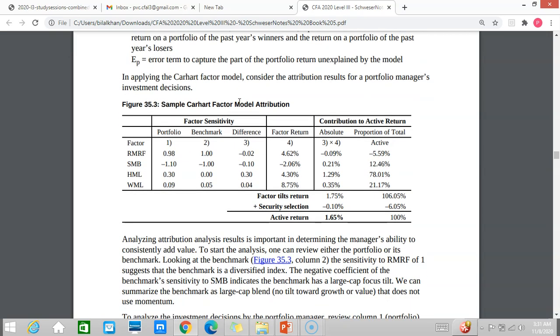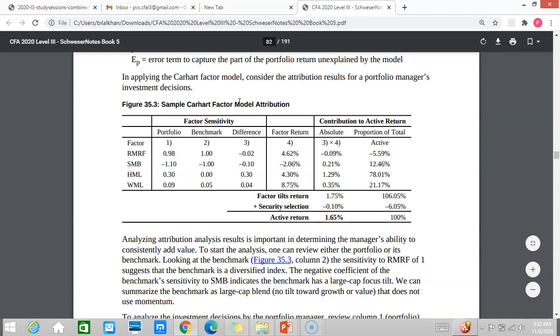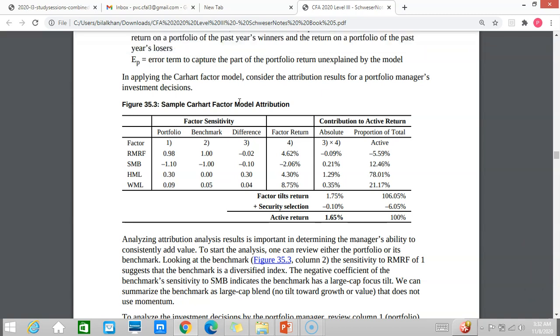So here is an example. You have portfolio, you have benchmark, you have difference. So in portfolio our market risk premium you got is 0.98, in benchmark it is 1, difference is minus 0.02, minus 1.1, minus 1 and minus 0.1, 0.3, 0 and 0.3, 0.09, 0.05, 0.04. These are factor sensitivities, these are betas.